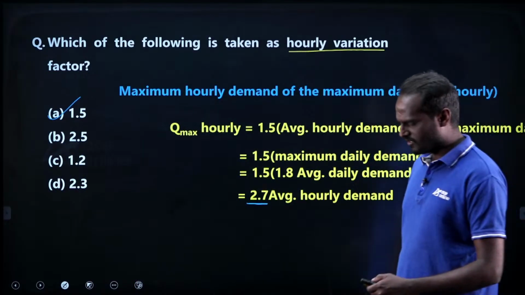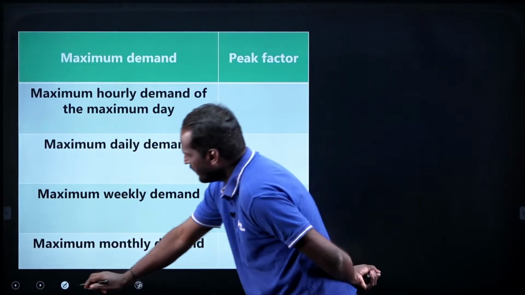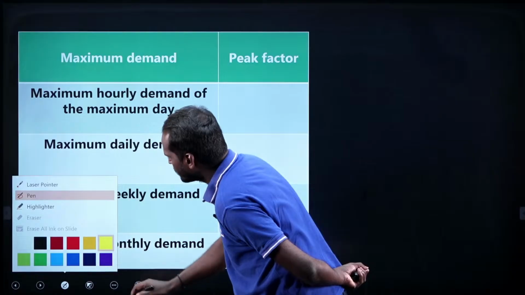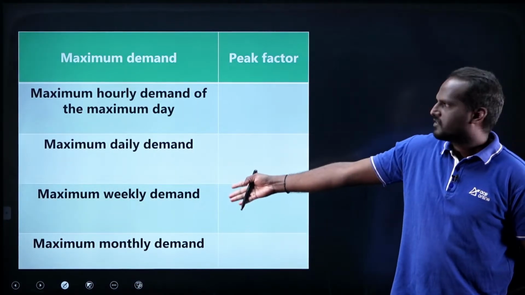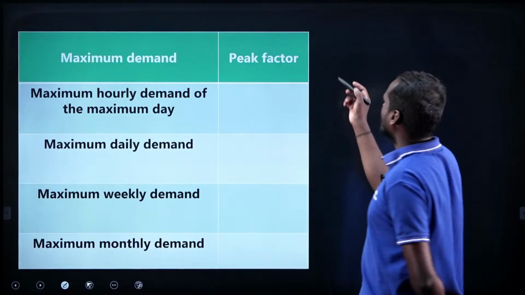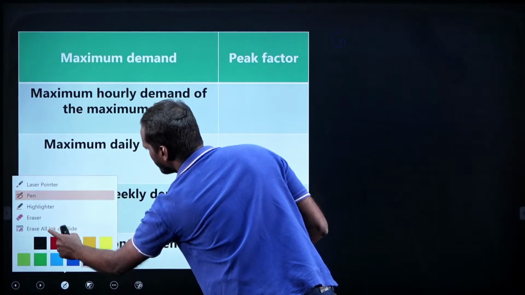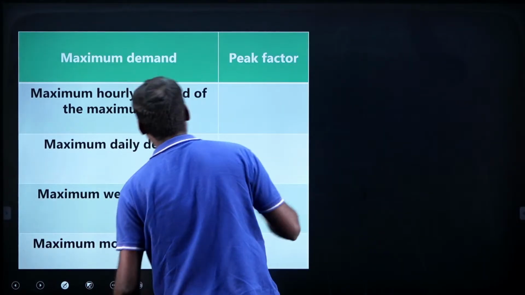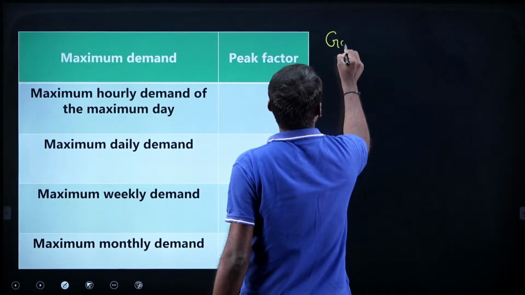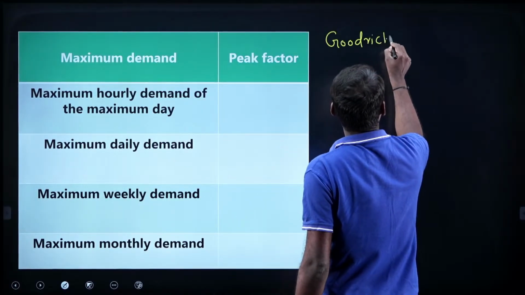Okay, the next question is, okay, let me quickly take what the various values of demands are, right? These are maximum demands that you have studied, these are peak factors. You all know these peak factors are known as Goodrich peak factors, right? These peak factors are known as Goodrich peak factors. Okay, can anybody answer this? Goodrich peak factors.